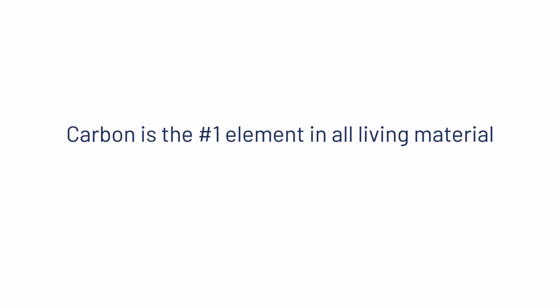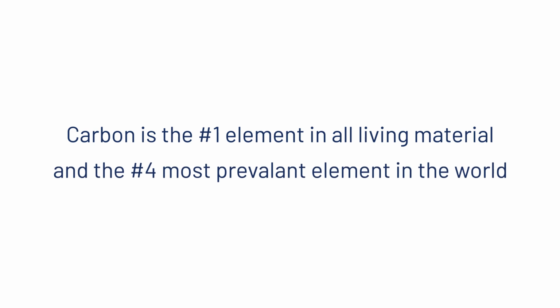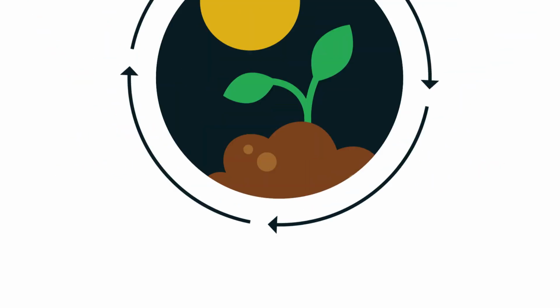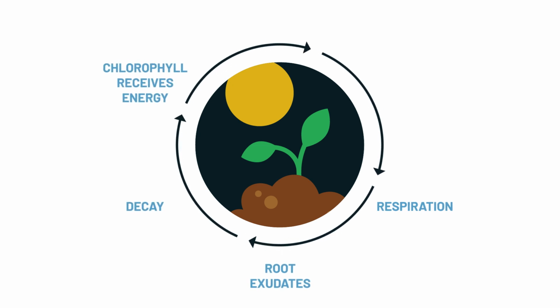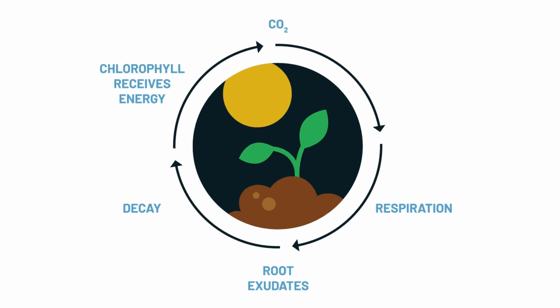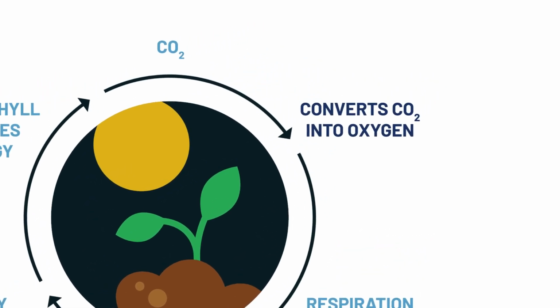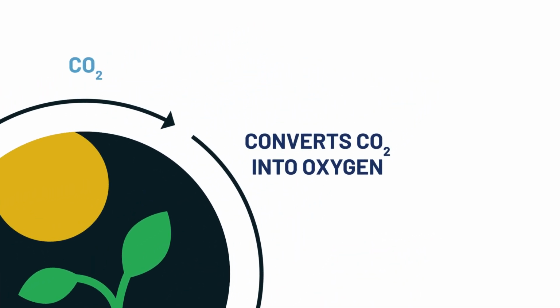Carbon is the number one element in all living material. It's also the number 4 most prevalent element in the world. So let's talk about how carbon cycles through all the different parts from gas to solid to living tissue and back into the atmosphere. Let's start with photosynthesis, a great entry point for the carbon cycle.